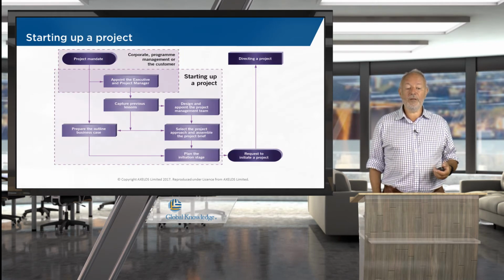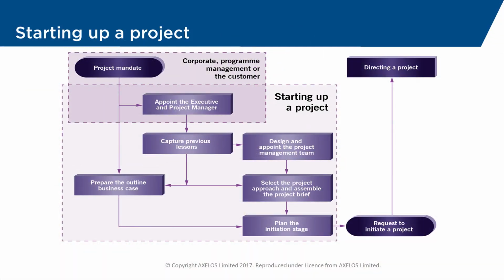There are some steps for this. Firstly, the whole starting up a project process is triggered by some kind of project mandate. Project mandate coming from either corporate or program. This will trigger starting up a project where initially we're going to be identifying and appointing the executive, so one of the key project board members, to make the decisions, and a project manager as soon as possible to carry out the work.